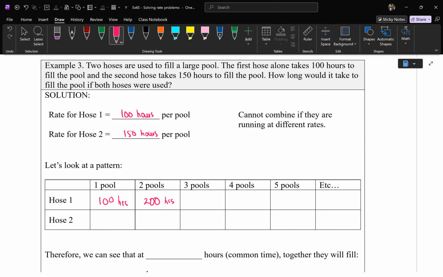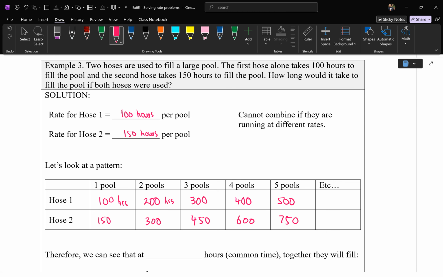So one pool takes 100 hours for the hose, but if I had 2 pools, then you would have told me it's 200 hours. Then if we follow that pattern, we see that it's 300, 400, 500 hours for 5 pools. And if we look at the second hose, it starts off with 150 for 1 pool, so the next one is another 150, making it 300, then 450, then 600, then 750, etc.